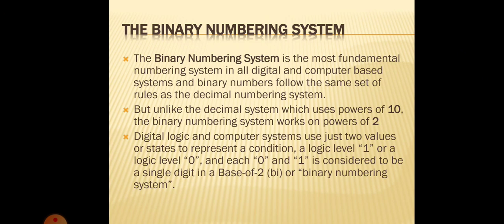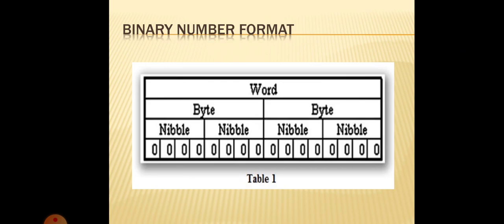It means the number which is represented in binary form will only use the digits 0 and 1. Clear? Then let's come to the next slide. Here the binary number format is shown. Suppose there is any number in binary form, then any digit of it is what we call a bit.